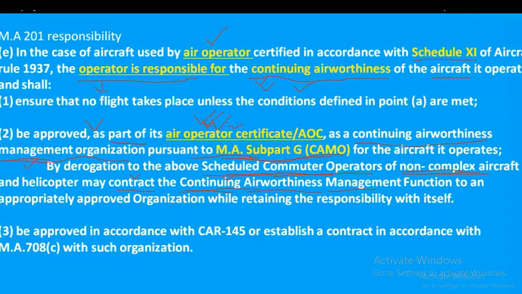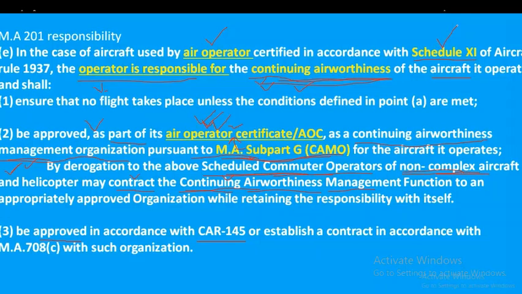Okay, this means the operator's responsibility is to maintain the aircraft in a continuing airworthiness state. But to fulfill that responsibility, that operator needs a CAMO organization. Okay, in scheduled air transport service, the operator needs a CAMO approval, which is part of the AOC. Okay, another type of organization approval is the maintenance organization approval. To keep the aircraft of that operator in an airworthy condition, that operator needs a maintenance organization approval, that is CAR 145. Why? Because that Schedule 11 air transport operator is a scheduled air transport operator.